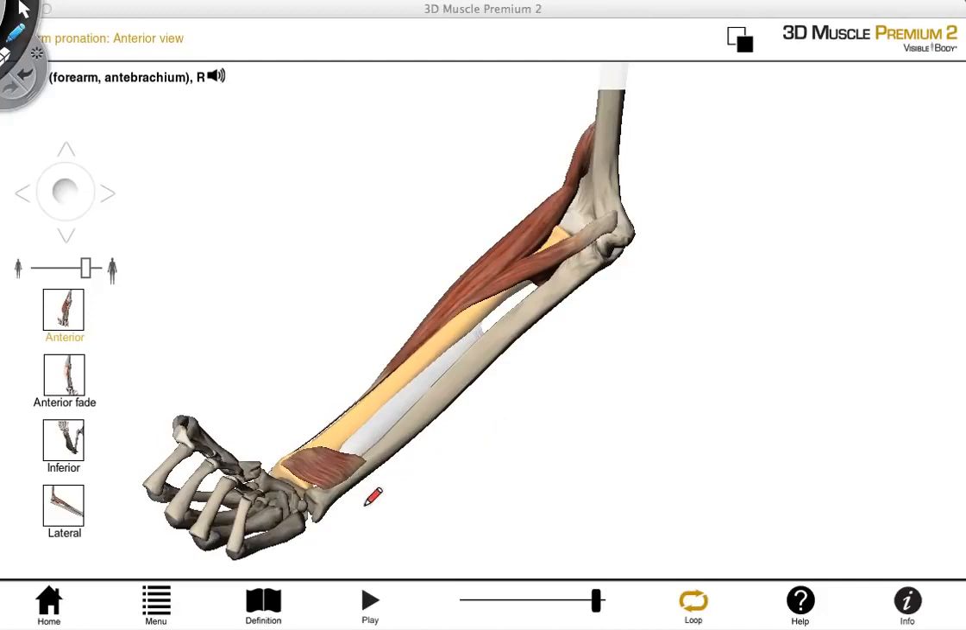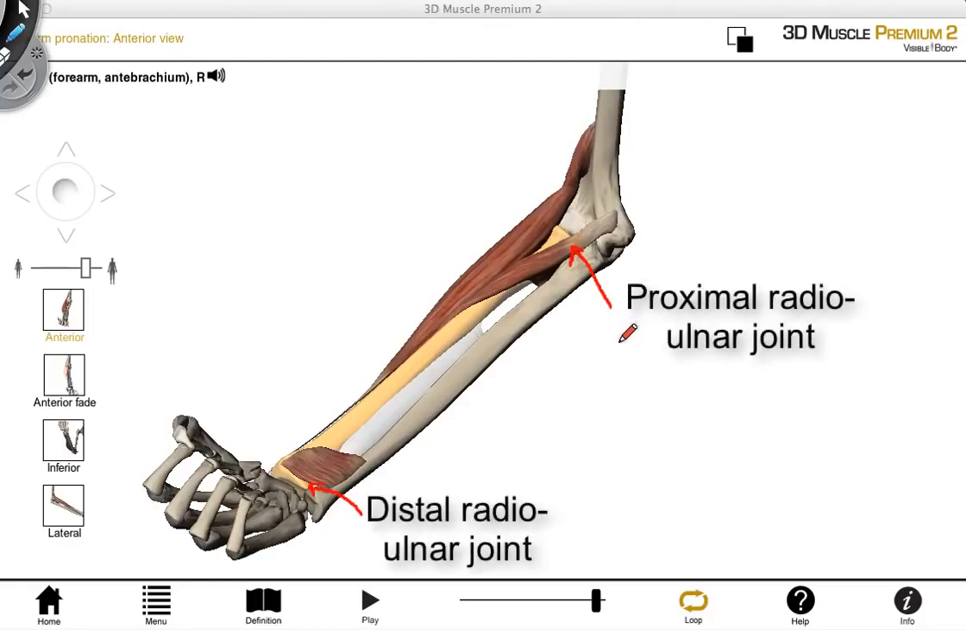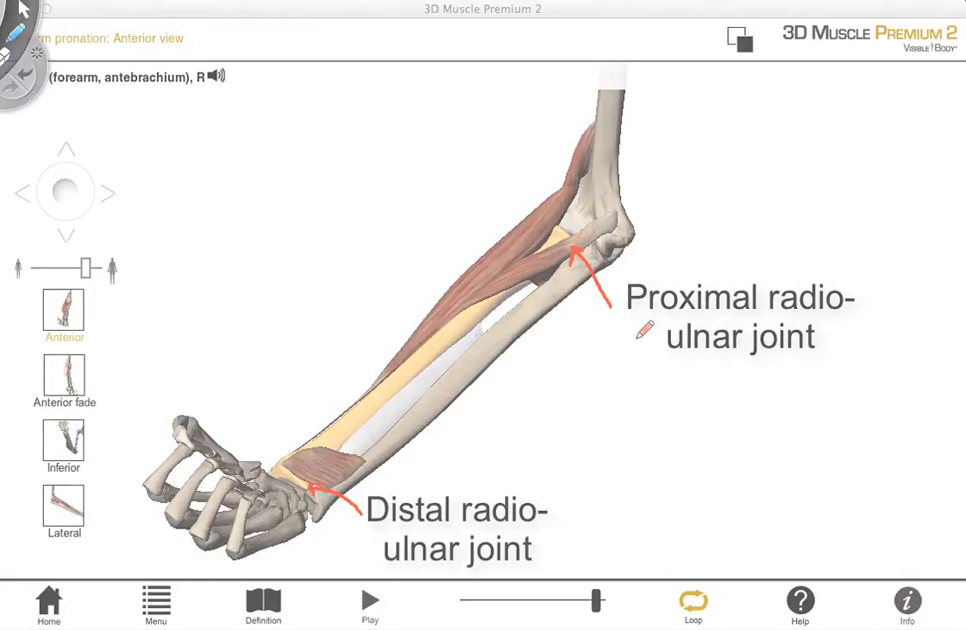These two bones also articulate with one another at their distal end and also at their proximal end, although at the proximal end the actual articulation is covered up by pronator teres. Where they articulate with each other, this is where we find the proximal and distal radio-ulnar joints.